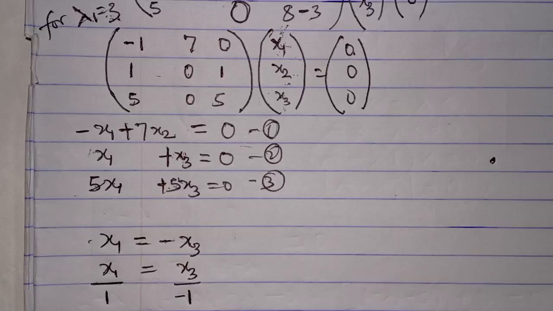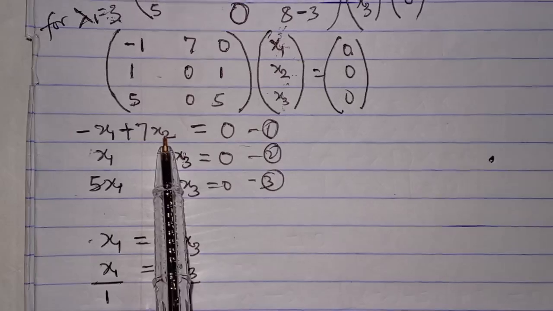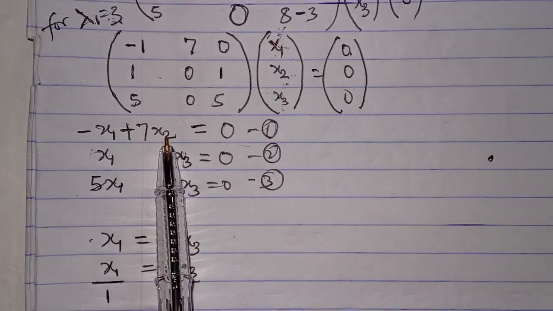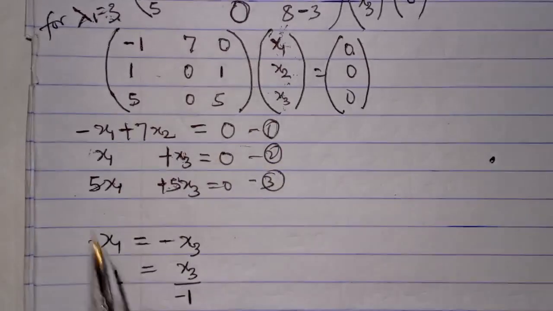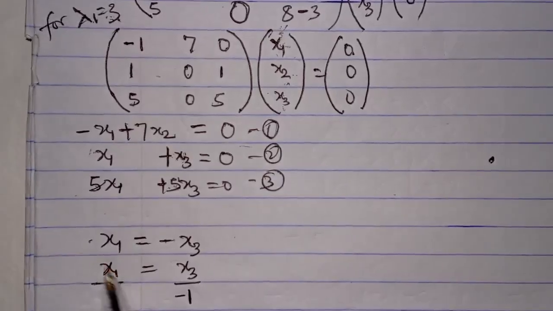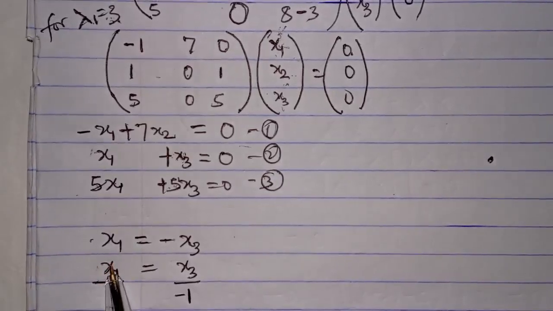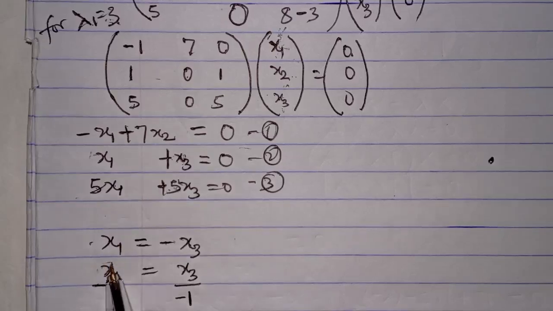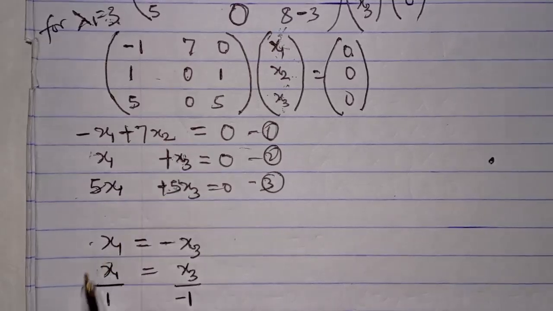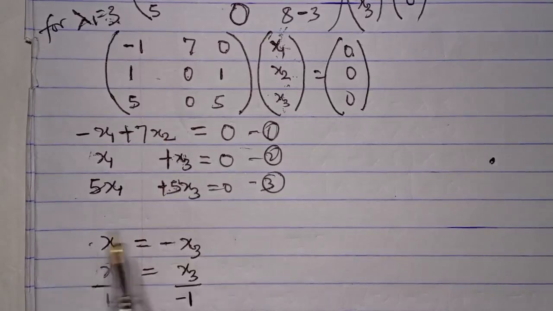I've gotten an equation that connects x1 and x3. So I need an equation that connects x1 and x2, or x3 and x2. This equation contains x2. So let me make x1 the subject of the formula there, having a denominator of positive 1. x1 here is carrying a plus. It has a denominator of 1. So let me see if I can also write x1 from this equation 2 to be like this. That's what I'm trying to say here.